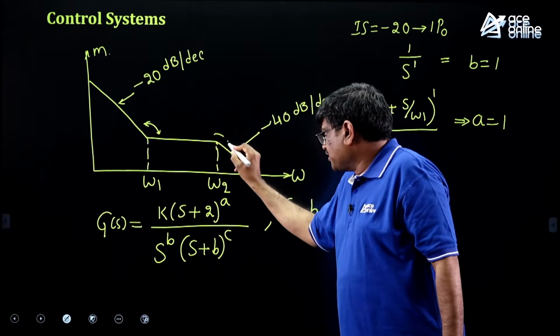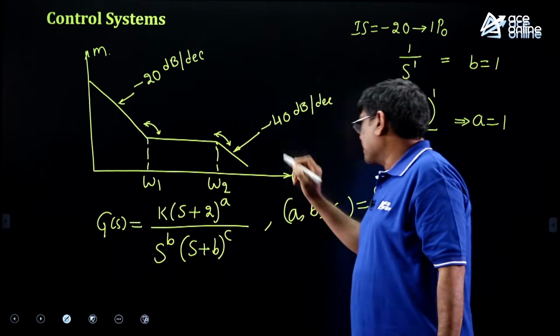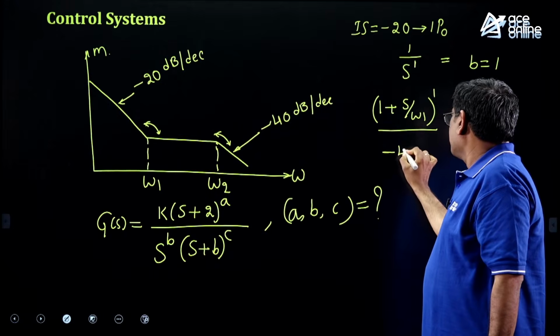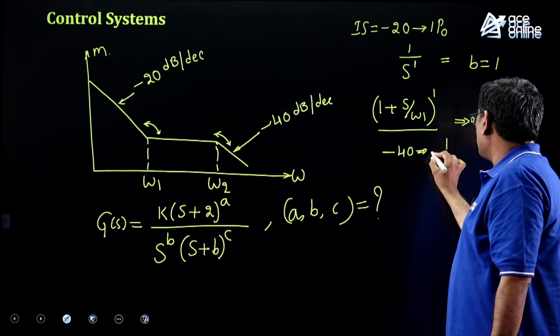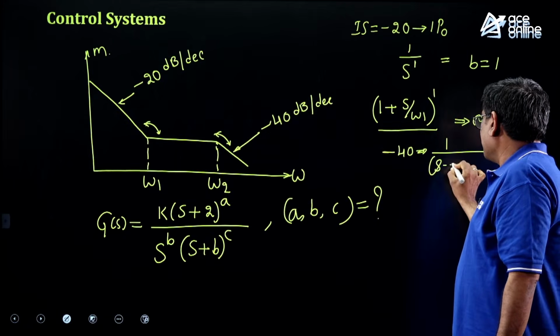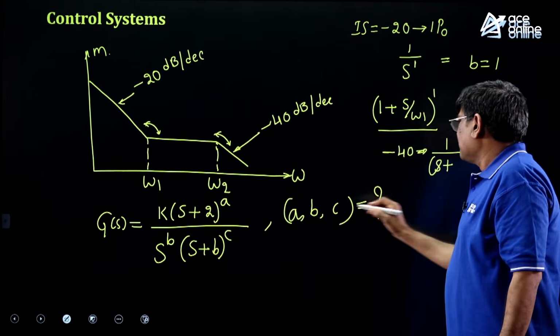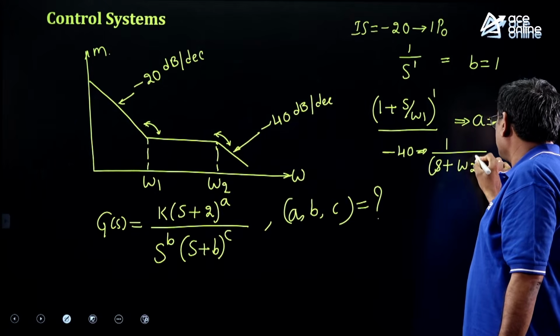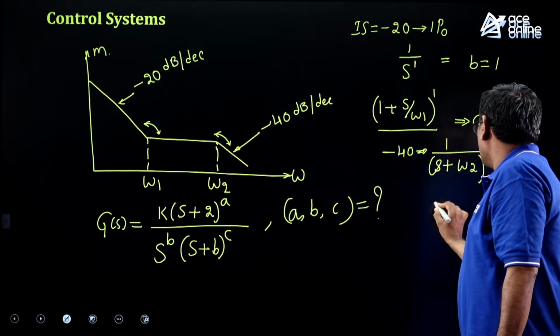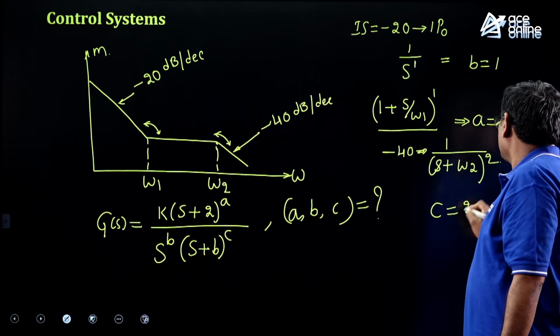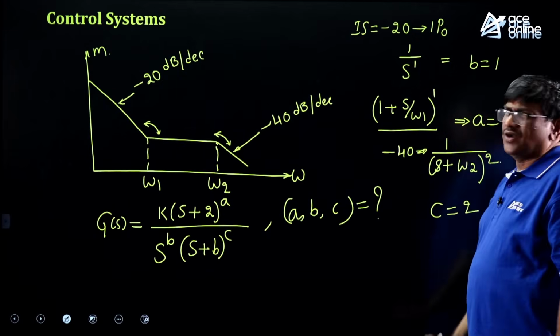Then here find again change in slope. It will become minus 40. Minus 40 means 2 poles. 2 poles means like 1 by S plus omega 2 we can take. So 2 poles means square. That means C equal to 2. So A equal to 1, B equal to 1, C equal to 2.